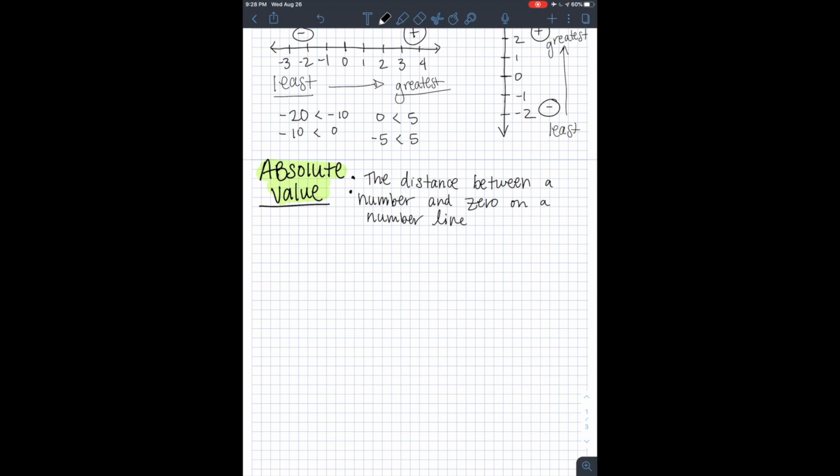For right now, make sure you have this in your notes. We will revisit it again. But an absolute value is the distance between a number and 0 on a number line.